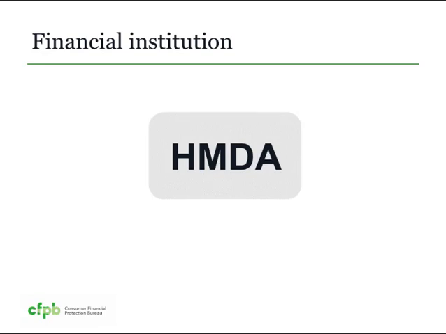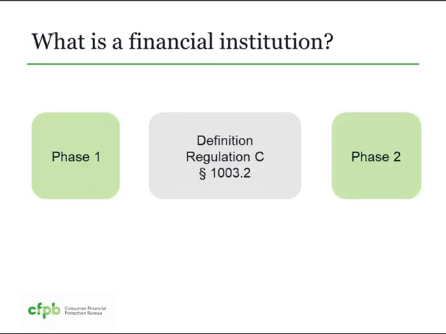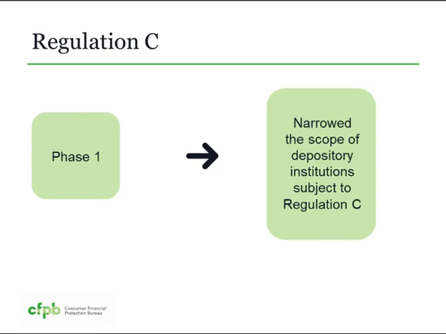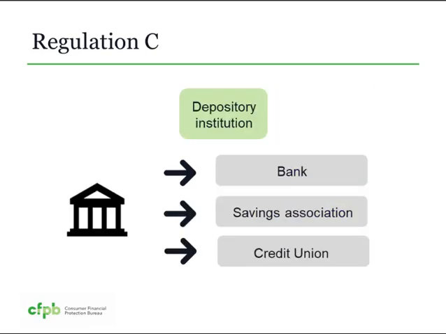An institution is required to comply with the rule only if it is a financial institution as defined by Regulation C in Section 1003.2. The scope of institutional coverage under Regulation C took effect in two phases. The first phase was effective on January 1, 2017. The first phase narrowed the scope of depository institutions subject to Regulation C. A depository institution is a bank, savings association, or credit union.